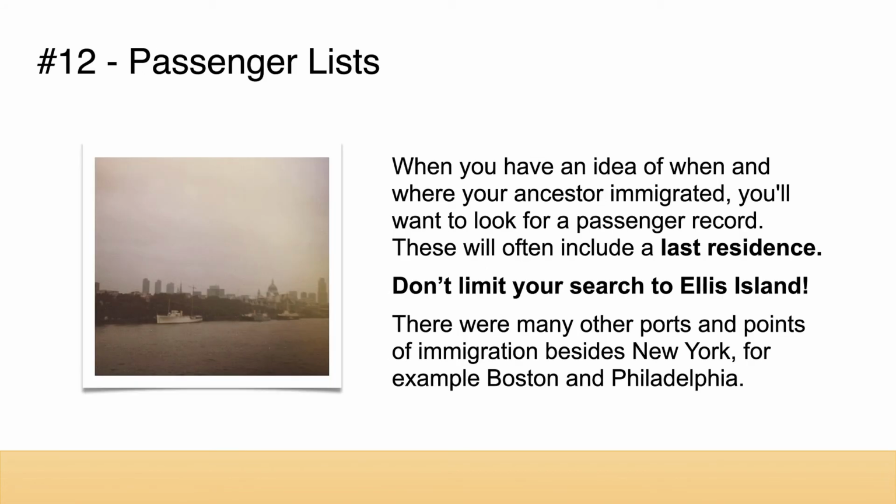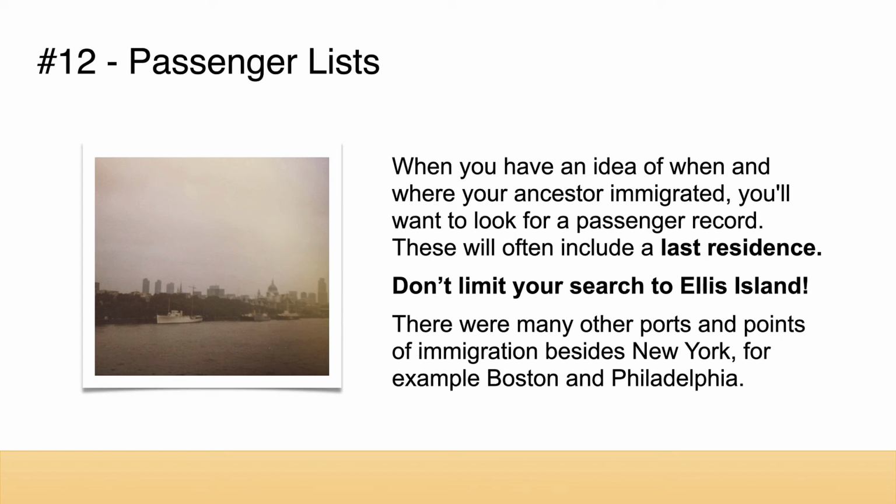When you have an idea of when and where your ancestor immigrated, you'll want to look for a passenger record. Passenger records can be a great help, and if you're lucky, you'll find an ancestor listed with a place of origin and a destination address. Sometimes it'll also list a next of kin and if the person is traveling to visit somebody. It might also say if the person is an immigrant or a citizen.